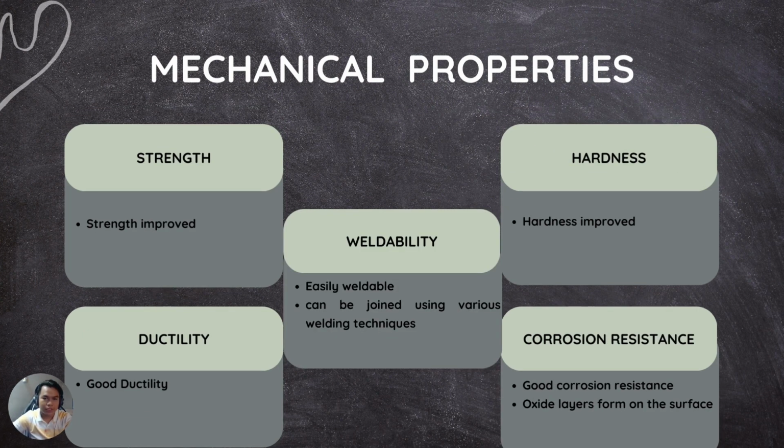For its mechanical properties, we can see that the addition of magnesium into aluminum improves its strength and hardness, and it has good ductility, so it can be deformed without fracturing. It also has good corrosion resistance, as an oxide layer forms on the surface of the alloy, and it is easily weldable and can be joined using various welding techniques.